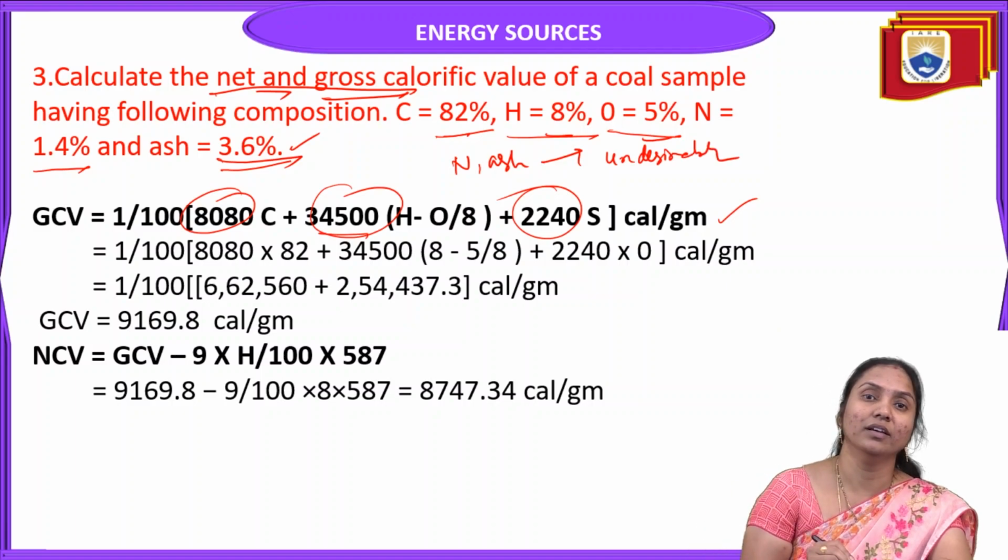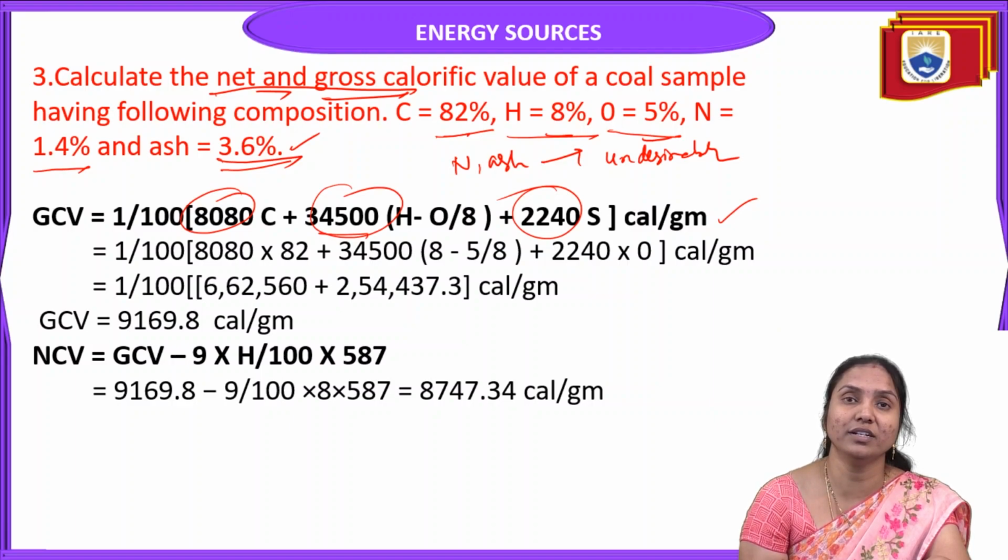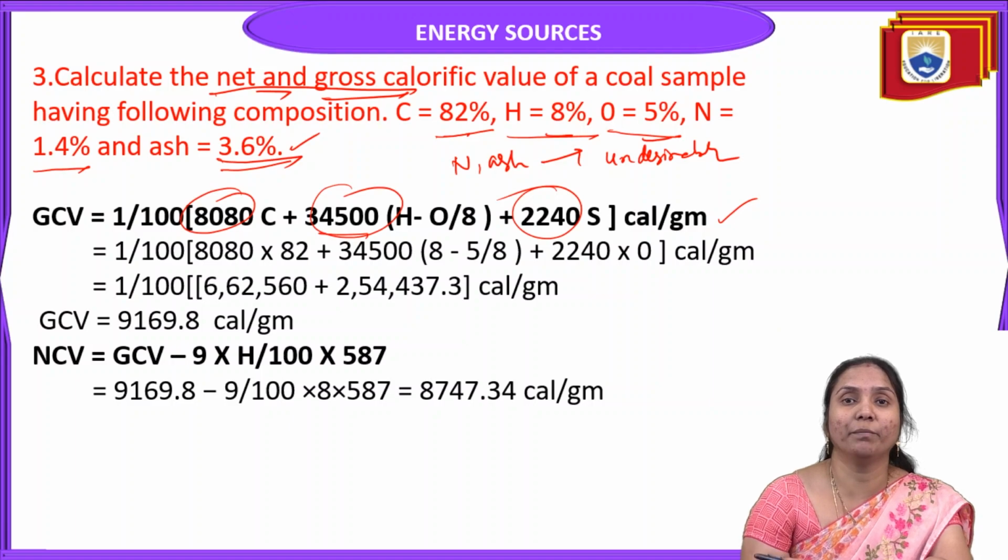Undesirable, because these two don't have any calorific value. That means if they are present in the coal sample, they reduce the calorific value and do not support burning. So good coal always contains a lower percentage of nitrogen and ash. We can substitute the carbon, hydrogen, oxygen and sulfur percentages given in this problem into the above formula.